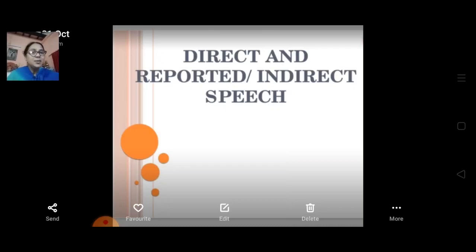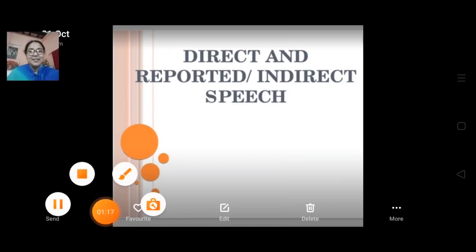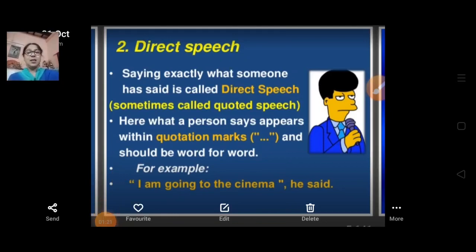Before learning the rules, we should revise, or remind ourselves, what direct and reported indirect speech are. Children, as we have discussed, saying exactly what someone has said is called direct speech, sometimes called quoted speech. Here, what a person says appears within quotation marks, or inverted commas, and should be word for word. For example, "I am going to the cinema," he said. Here you can see the dialogue is written inside the inverted commas. So that is called direct speech.